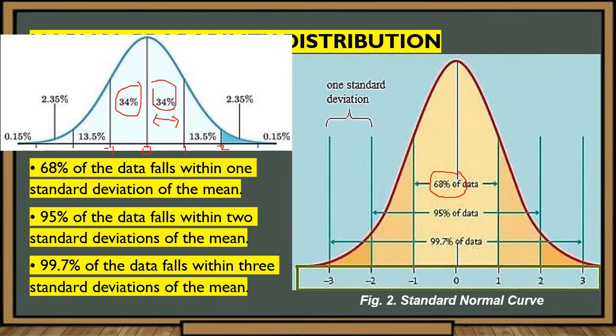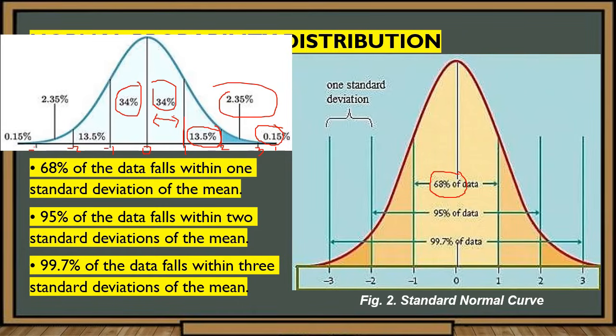So it covers from 1 to positive 2, so it covers 13.5%. From 2 to 3, it covers 2.35%. And from 3 onwards, on the remaining region, it's 0.15%. So it goes the same way to the left of the mean. This is negative 2 and this is negative 3.